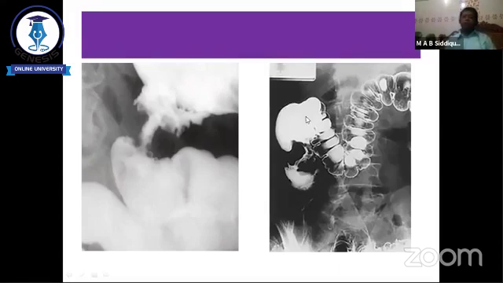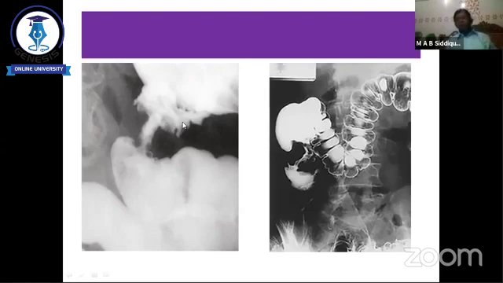If we compare these two X-rays, the resolution of this X-ray is better than this X-ray. But why? What is the name of this contrast? Actually, it is the barium enema contrast. As we use the dye per rectally, that's why the name changed to barium enema.